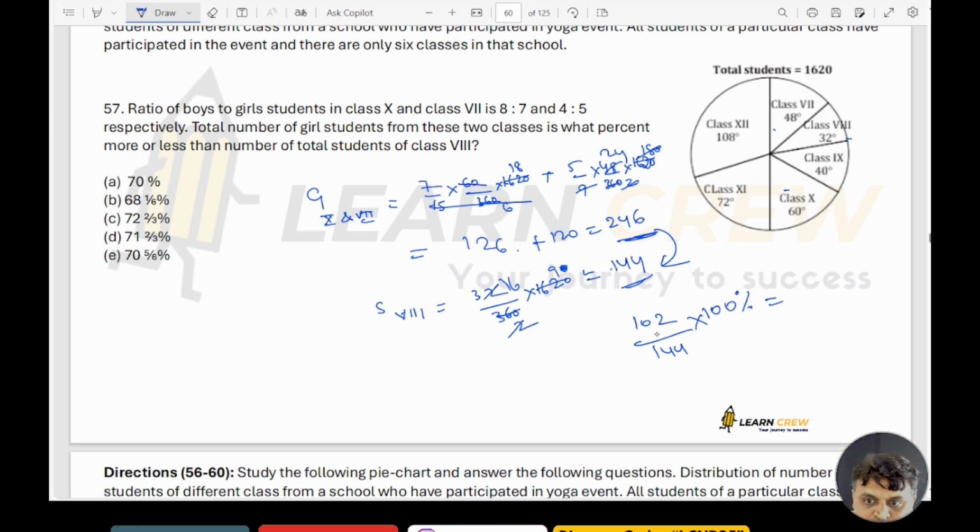16 sevens are 16. Am I correct? Am I correct or not? 246 minus 144 is 102. 102 by 144 into 100. So how much are you going to get? So here 16 sevens are, no, 17, na? So 3 how many times?